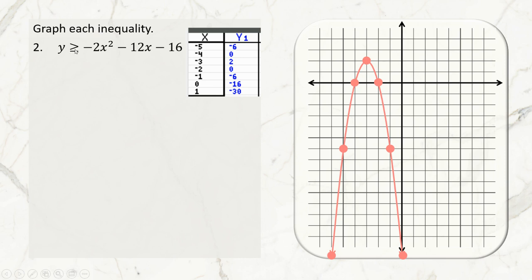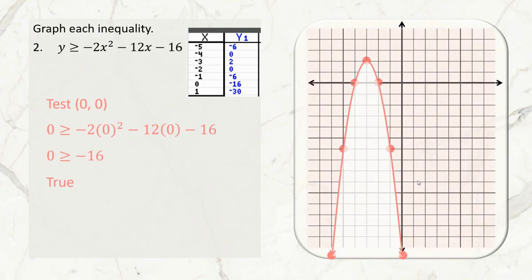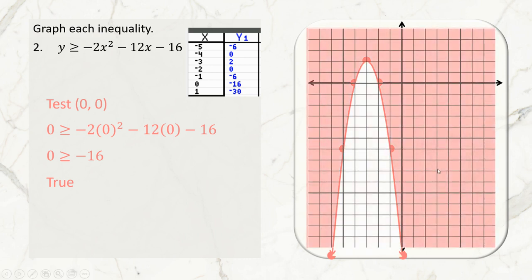to it, okay? Once we do that, we're going to test the point 0, 0, plug 0 in for every x and y you see. Of course, that's going to leave us with 0 is greater than or equal to negative 16, which is a true statement. So we will shade the plane that contains our test point, which is 0, 0. So we'll shade the whole outside part of this parabola. That whole outside plane gets shaded.